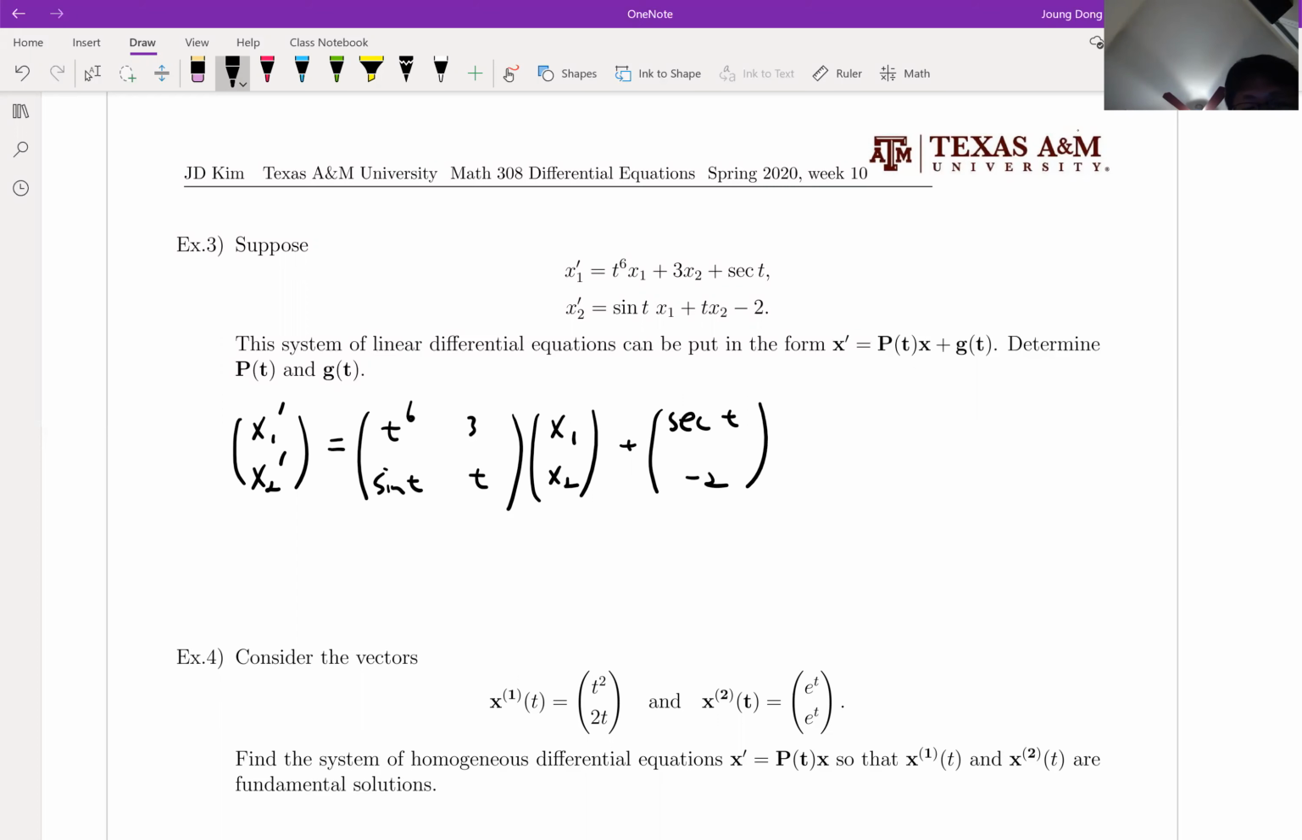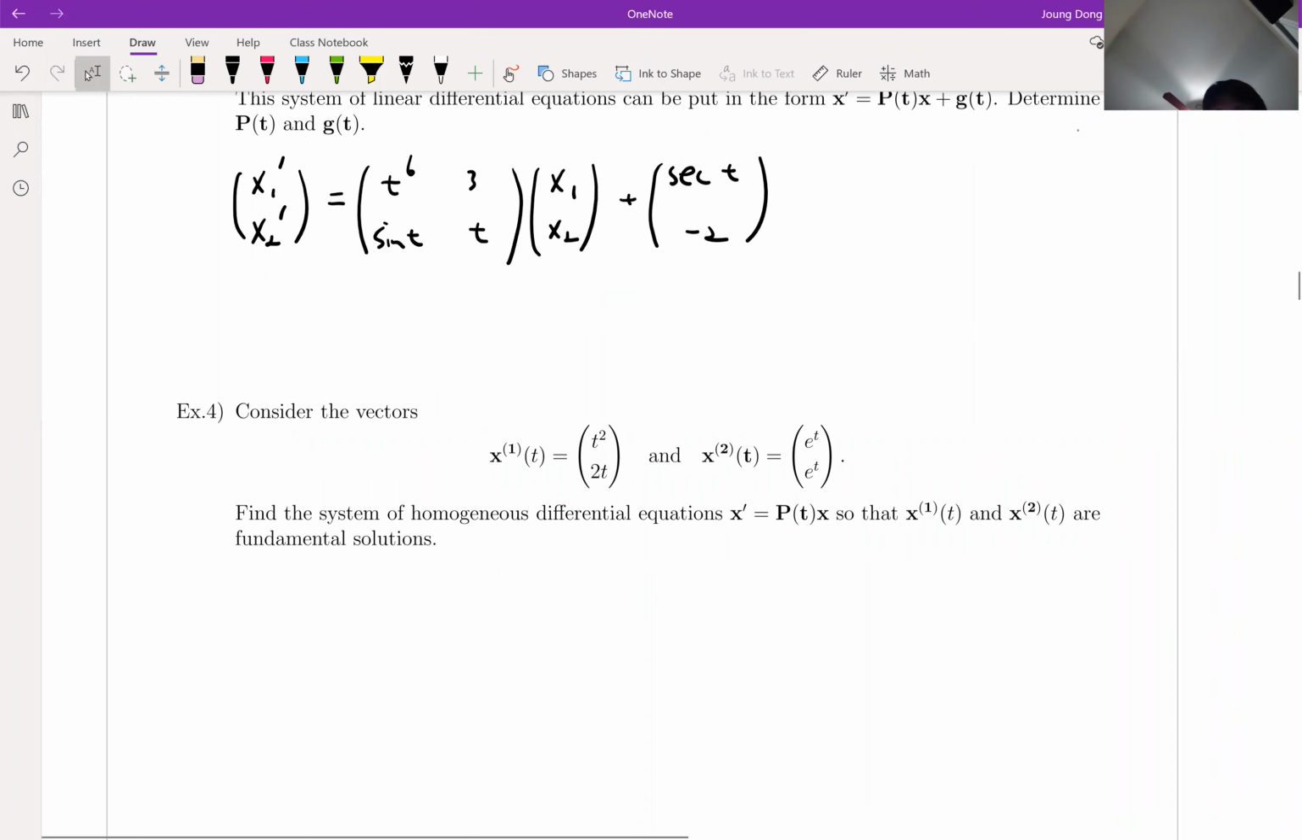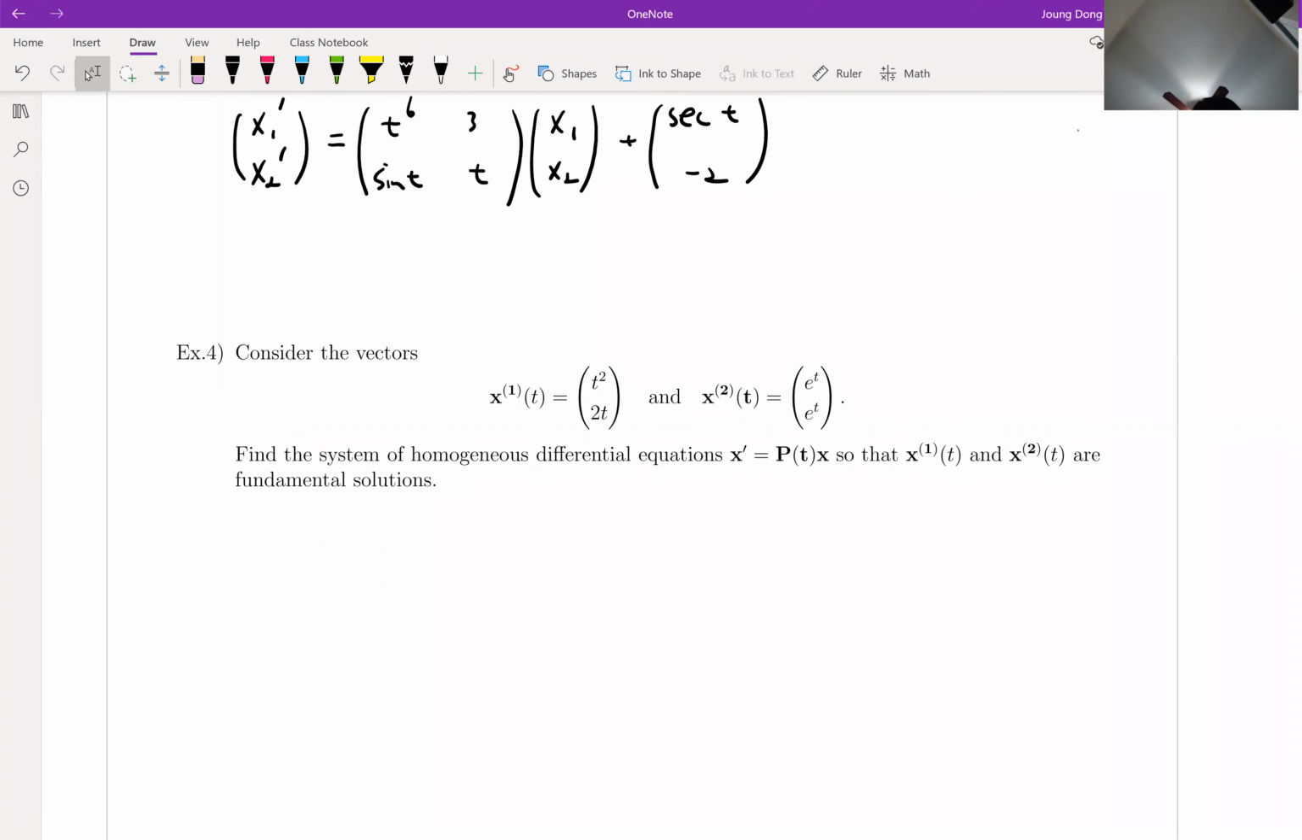And also, what about number 4? So x1 and x2 are given. Then also we can find the matrix P. Okay, here we go. Let me show you how I can do it. First of all, let me combine the two solution vectors x1 and x2 into one single matrix.